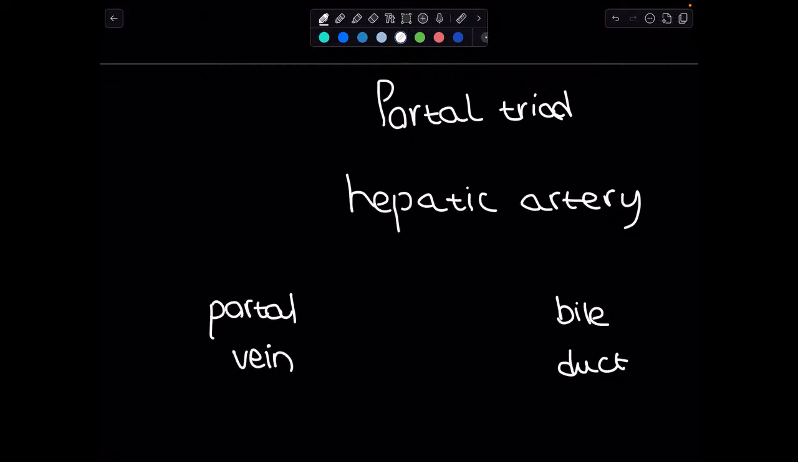I see. And it runs in the free edge of the lesser omentum. I wonder why the lesser omentum. Yes, the portal triad runs in the free edge of the lesser omentum. This positioning helps it connect the liver to the stomach and duodenum, providing a pathway for blood vessels and bile ducts.